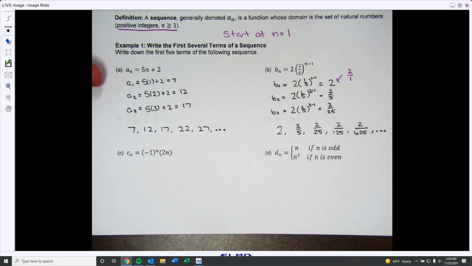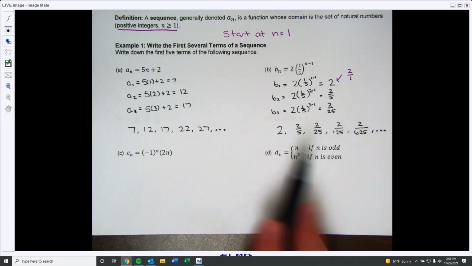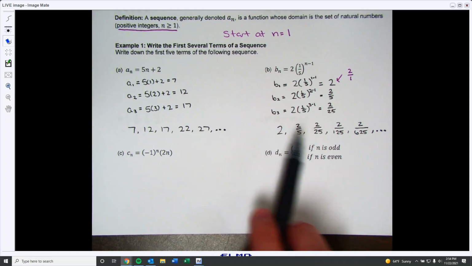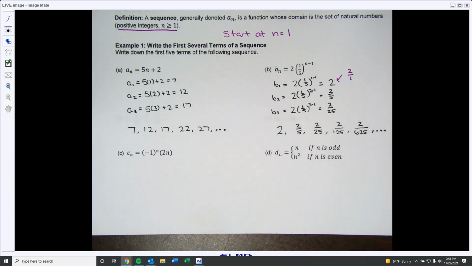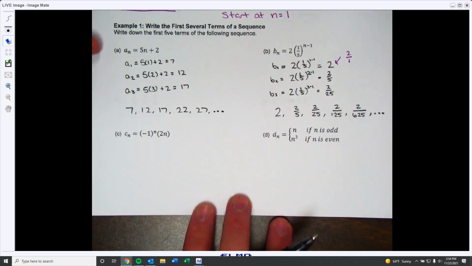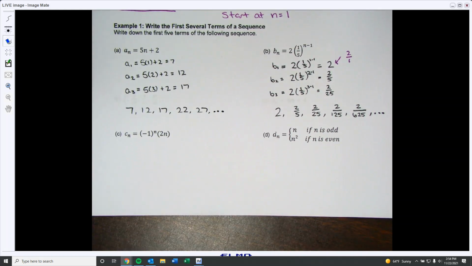Now, this one, just in case you didn't identify what the pattern was and continue from there, you still can go ahead and just put in 4 for n and then 5 for n and still get what you need. But work on trying to identify the pattern. All right, now for the next one, Cn equals negative 1 to the n power times 2n.